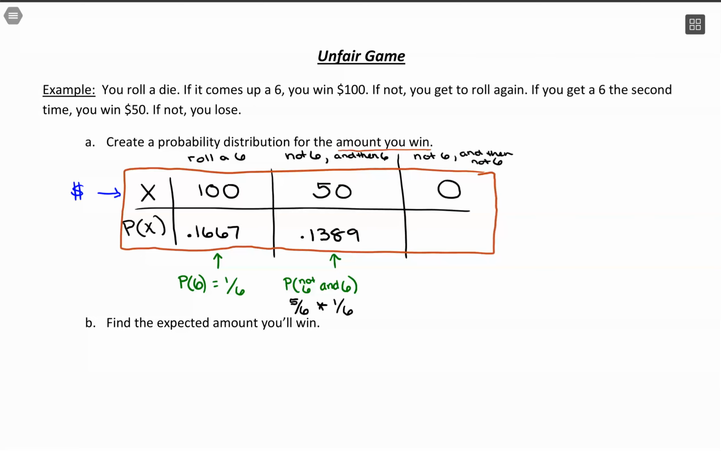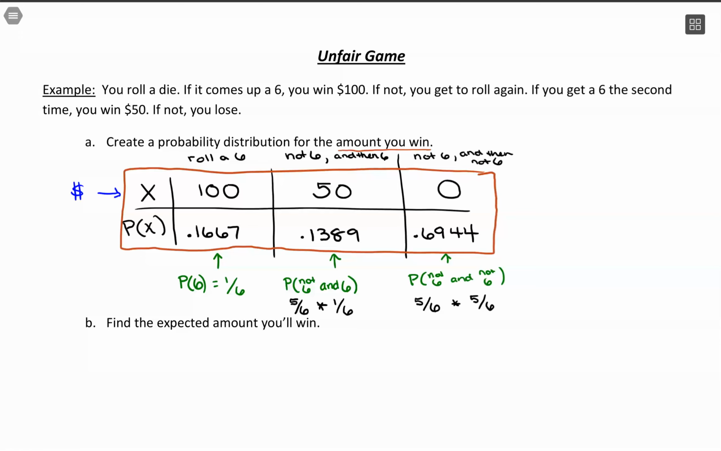0.1389. And then our last one, which is the probability of rolling not a 6 and then not a 6 again. So again, we'll bring through that multiplication. We'll have the probability of rolling not a 6, a 5 out of 6 chance, times the probability of not rolling a 6, 5 out of 6 chance. Multiplying those gives 0.6944.